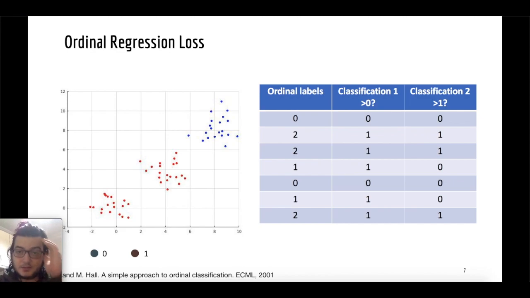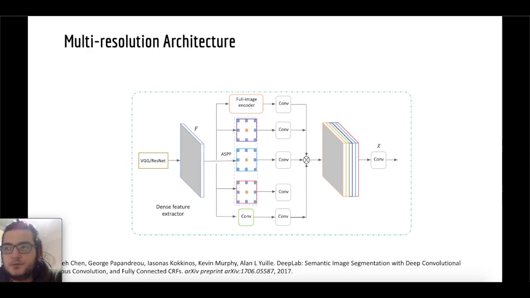It's very interesting to see that after they replace the regression loss by classification or ordinal regression loss, they actually improved the performance. And also, one of the major contributions of this paper is the multi-resolution architecture.